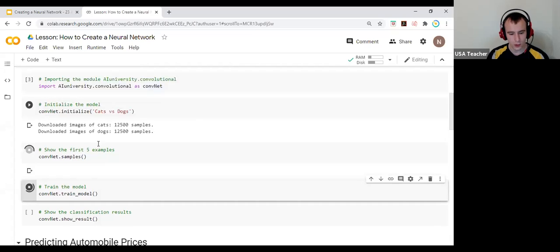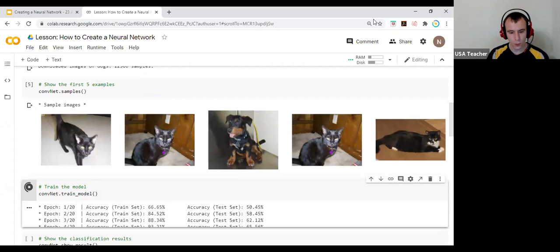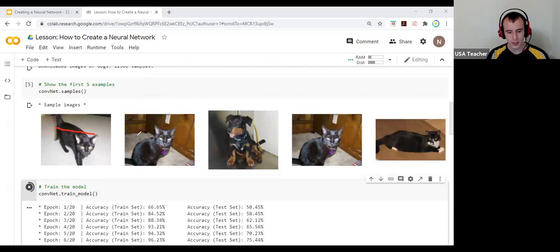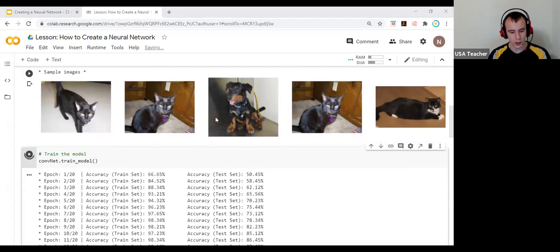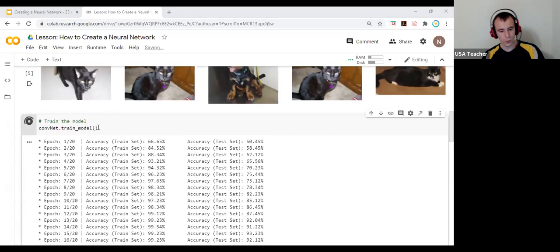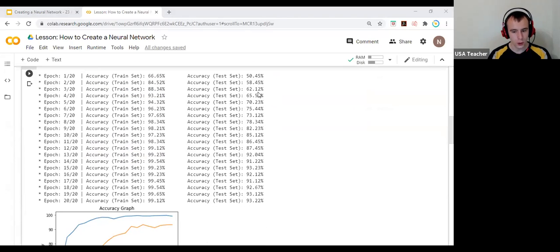So there we go, it's downloaded some examples. These are what our pictures look like. We have different cats and different dogs, and the neural network has to classify which of these are cats and which of these are dogs. When we train the model, we have two parameters that we are going to be looking out for. We have the accuracy that the neural network has on the training set. This is data that the neural network has already seen. And this accuracy tends to go to 100% quite quickly.